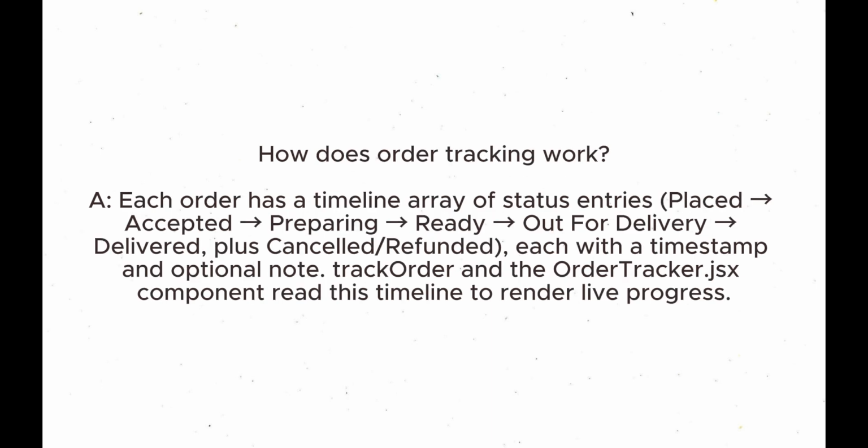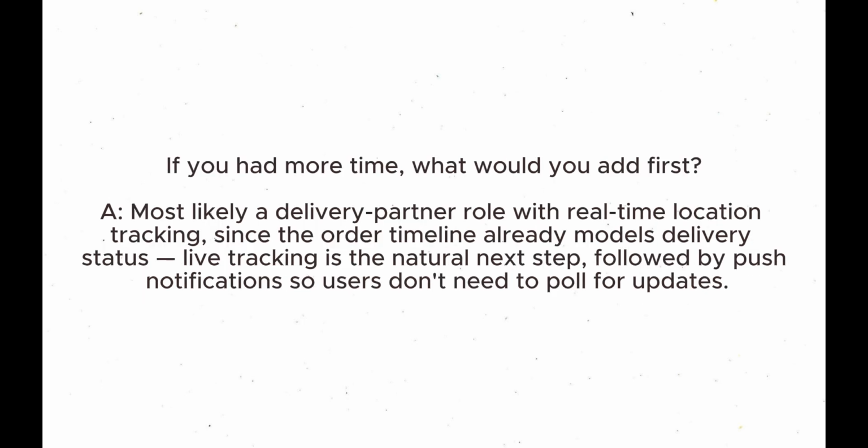How does order tracking work? Each order has a timeline array of status entries: placed, accepted, preparing, ready, out for delivery, delivered, plus cancelled or refund, each with a timestamp and optional notes. So the last question is, if I had more time, what would I add first? Most likely a delivery partner role with real-time location tracking. Since the order timeline already models delivery status, live tracking is the natural next step, followed by push notifications so users don't need to poll for updates.